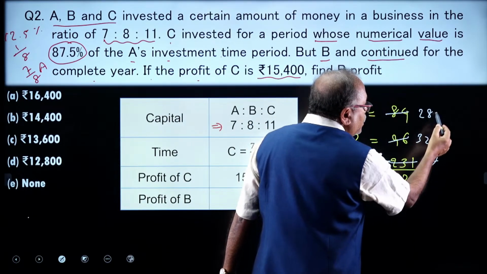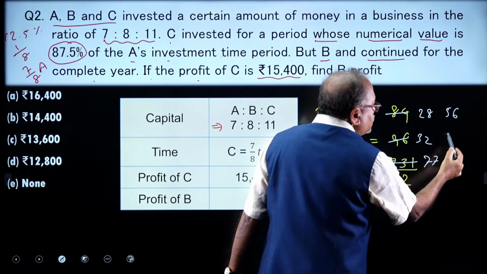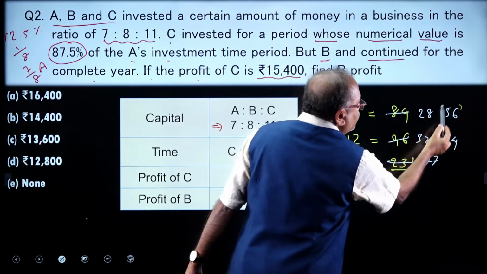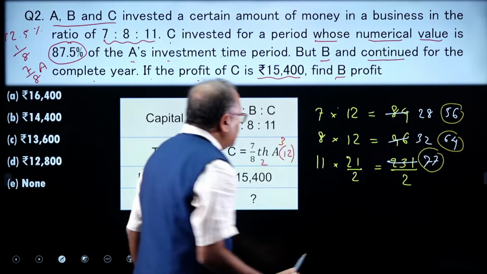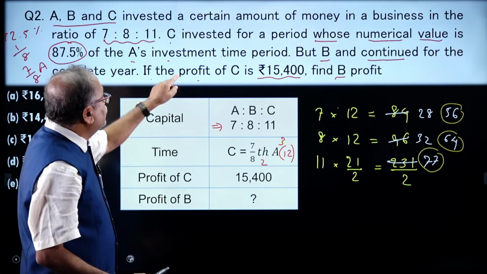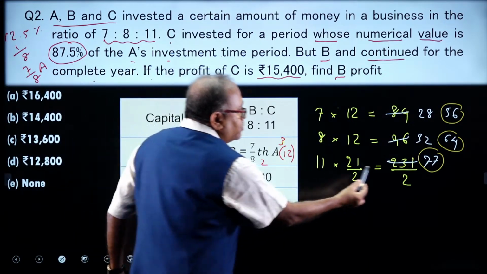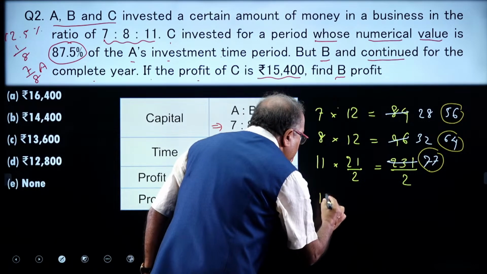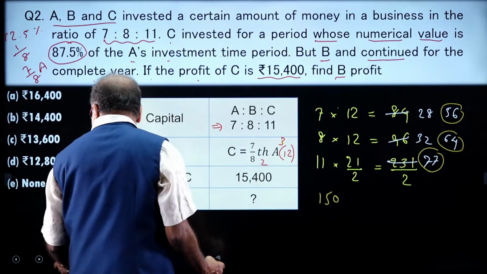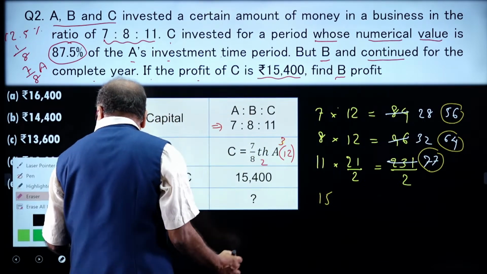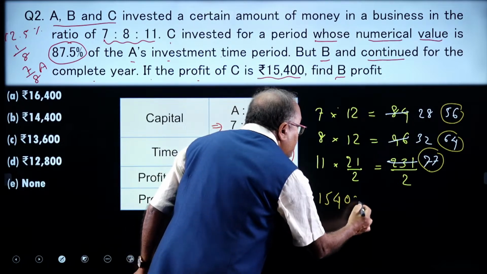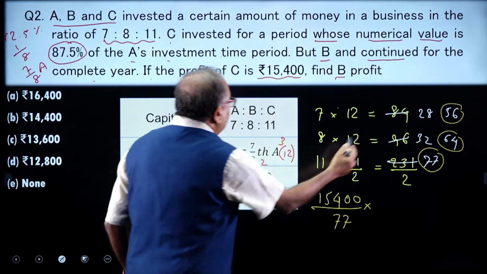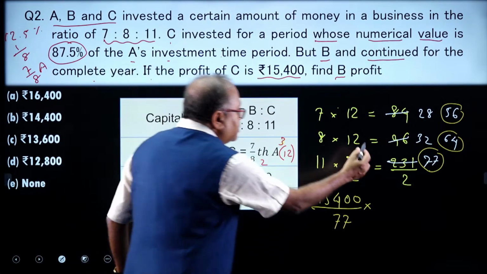So I'll multiply this by 2, that means this is 56, this is 64 and this is 72. So this is what my ratio is now. In the question, C's profit is given. Look at this one, C's profit is given, what is this C? 77. I need to find out B's profit. So let's find out: 15,400 divided by C's 77 gives me one part, whereas I need the profit of B, which is 64.